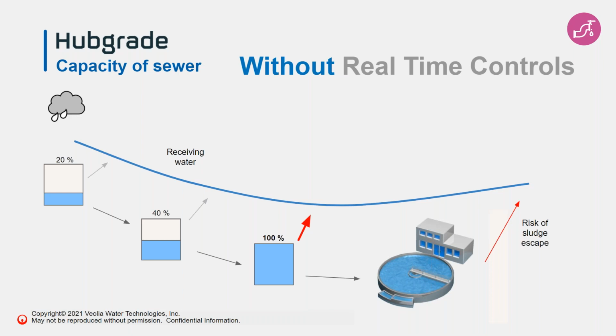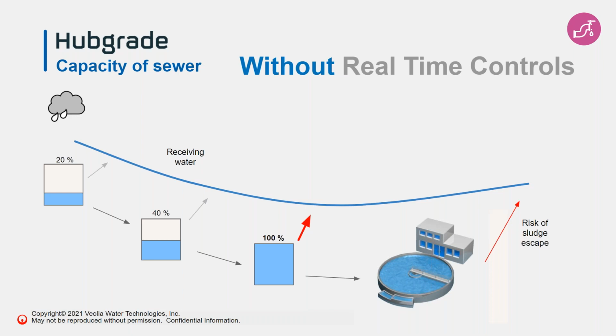So that's why you have the example here where you have 20% and then 40% and then 100%. You might be in a place where you have enough volume, but there's just too much in one place at one time, which causes a runoff or a CSO. You can see that on the red line, which ultimately leaves untreated water directly out to the receiving waters. The additional non-controlled flow that you're getting to your plant can also put your plant at risk of a sludge escape, as mentioned earlier.